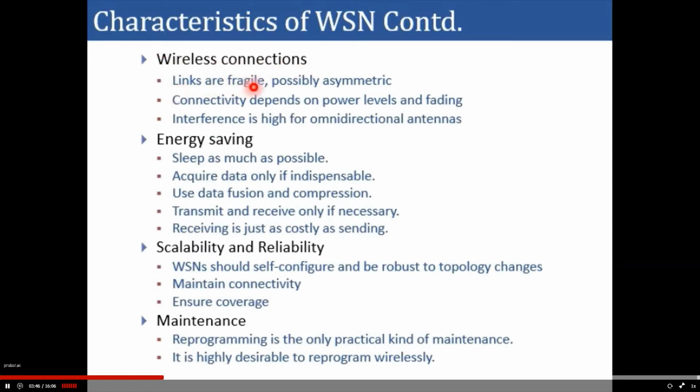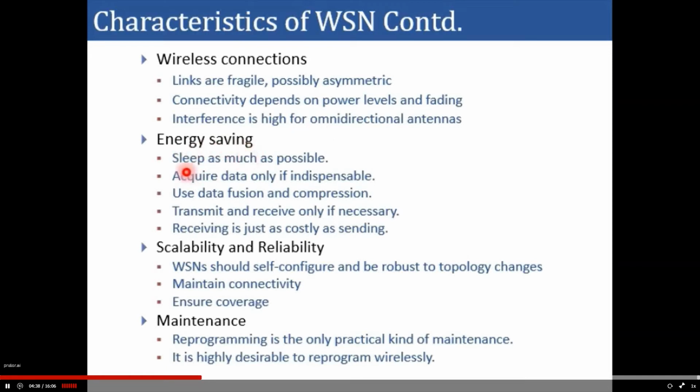The wireless connection links are fragile and possibly asymmetric in the case of wireless sensor nodes. The connectivity of the wireless connection depends on the power levels and fading. If the power level is very low, it is very difficult to stabilize the connections using wireless sensor nodes. That's why wireless sensor nodes are designed to consume very little power for data communication. Interference is high because the power level is low, and because of that, the antennas, which are mostly omnidirectional in the case of wireless sensor nodes, are very prone to high interference.